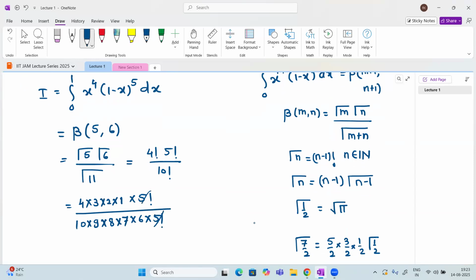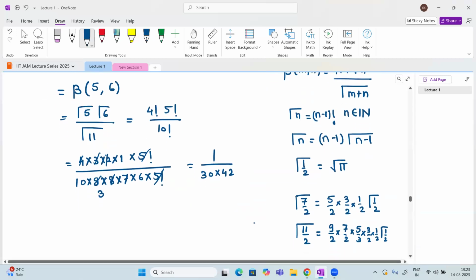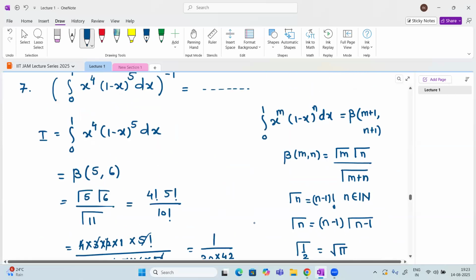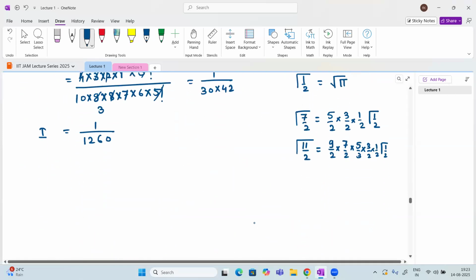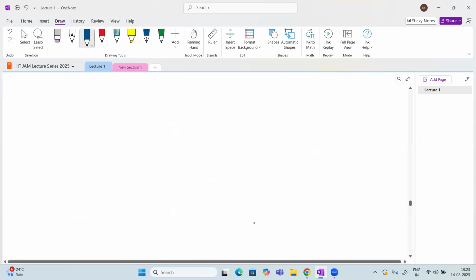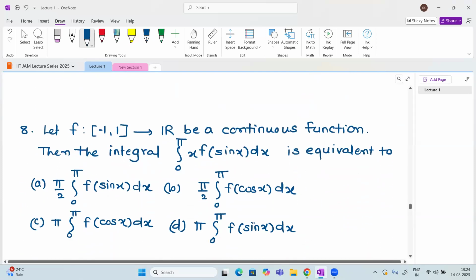The 5 factorial will get cancelled, 8 will get cancelled, 3 will get cancelled, and you will have 1260 as the answer. This is the value of the integral, and if you take the inverse, it will be 1260 only. Shall we move further?